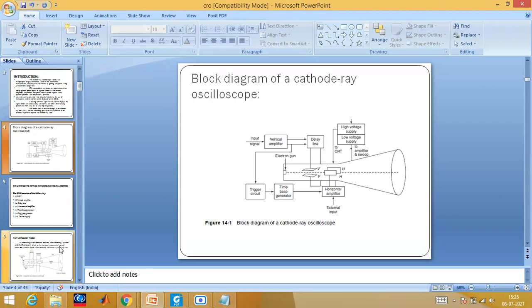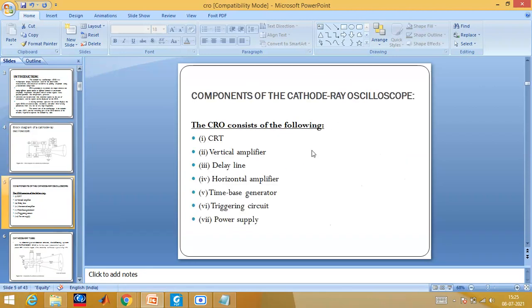Now, as I explained the various functions of it, let us try to see what parts the CRO mainly consists of.